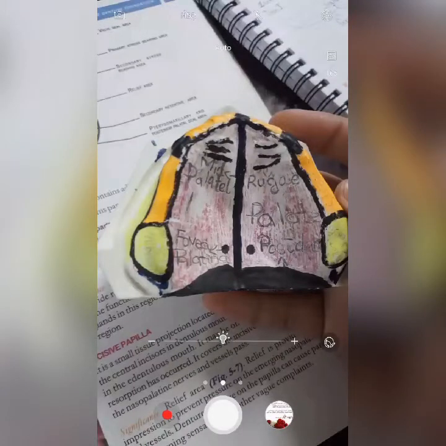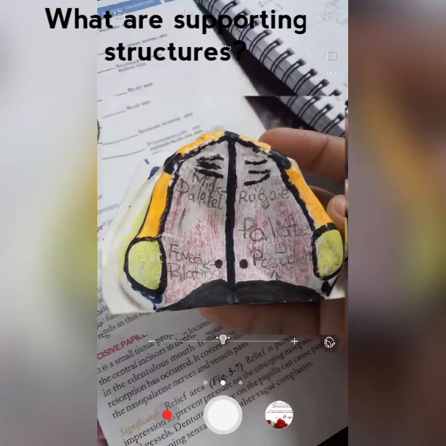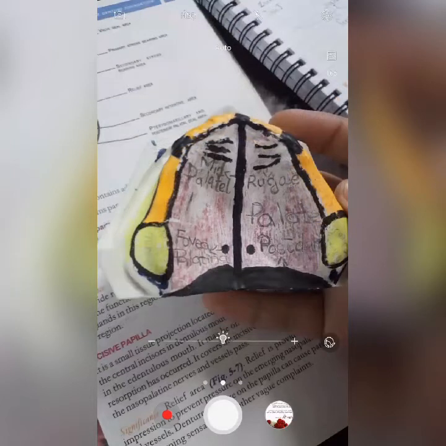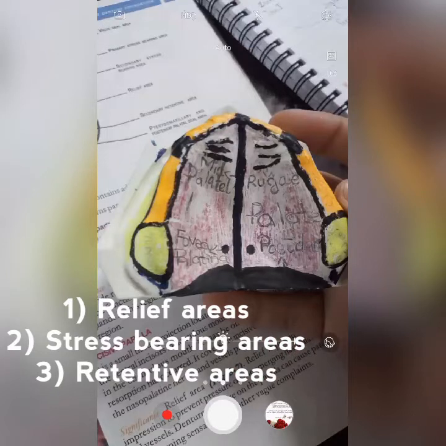Hello there again. Today I'm going to be talking about the supporting structures of the maxillary denture. The supporting structures are basically the structures that support the denture. They can be either relief areas, retentive areas which give retention, or they could be stress bearing areas.